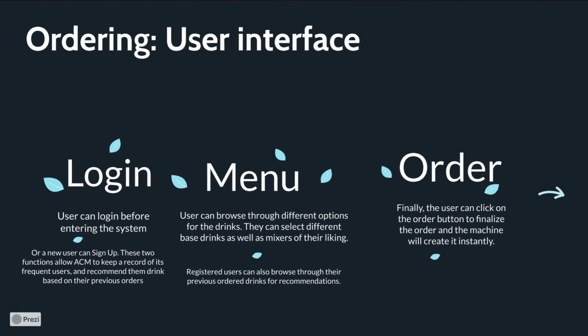First, the user can log in before entering the system, or a new user can sign up. These two functions allow ACM to keep a record of its frequent users and recommend them drinks based on their previous orders. User can browse through different options for the drinks. They can select different base drinks as well as mixers of their liking. Registered users can also browse through their previously ordered drinks for recommendations. Finally, the user can click on the order button to finalize the order, and the machine will create it instantly.